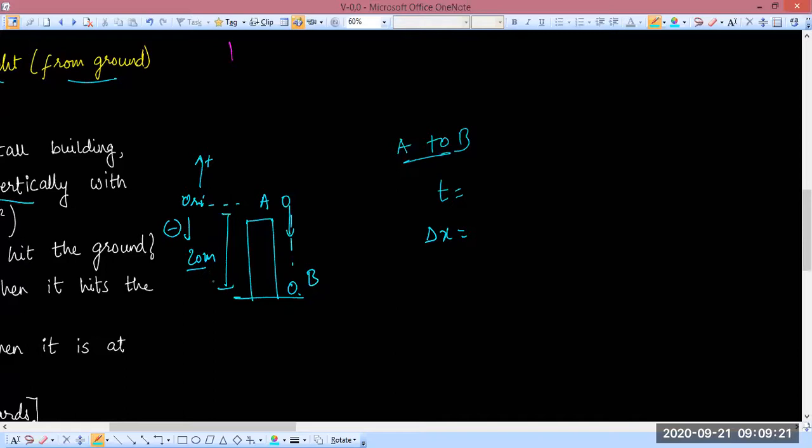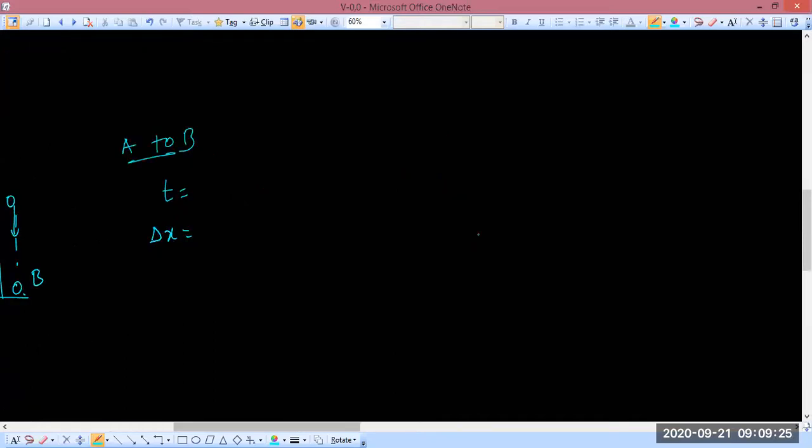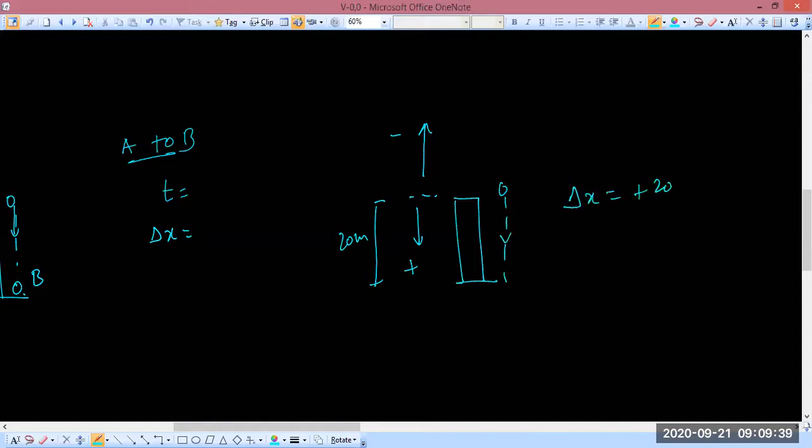If you have taken downwards positive, it is possible that someone might have done it like this. This is not wrong, this is also correct. But in that case, delta x will be plus 20. But for us, delta x is minus 20. Unfortunately, you have to choose before you start. You can't be on both sides. If you change, it will be wrong.